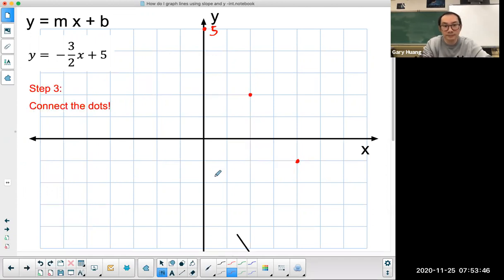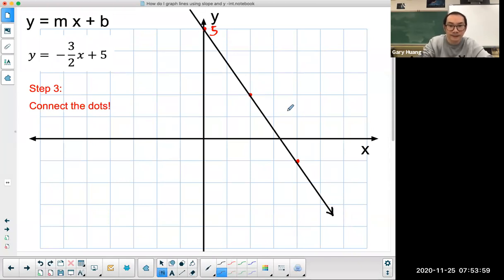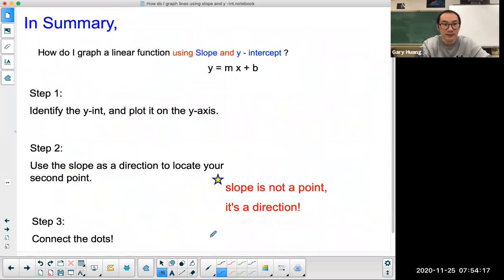Now, third step. Connect the dots that we have. Add in arrows because it's a continuous line, and label the equation, which is y equals -3 over 2x plus 5. And there you go. Let's summarize again.